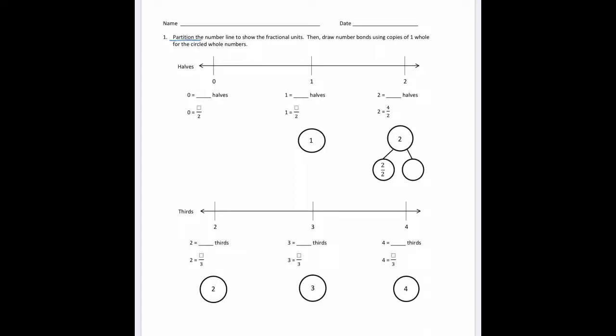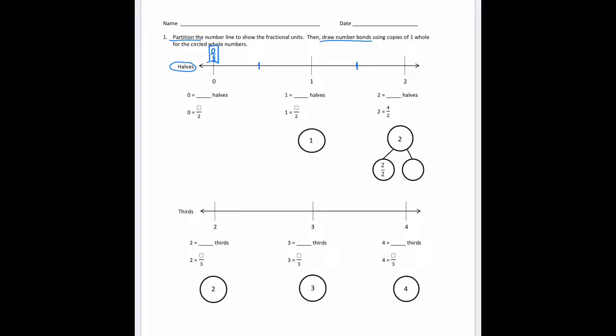Okay, here we go. We're going to partition the number line to show the fractional units. Then we're going to draw number bonds using copies of one whole for the circled whole numbers. As we can see, this is half, so I'm going to make sure I have 2 equal parts for each whole. And so that's my one whole. And for the second whole, I'm going to have another 2 parts. Okay, now we are going to label. Definitely, it's very important that we label our number line.